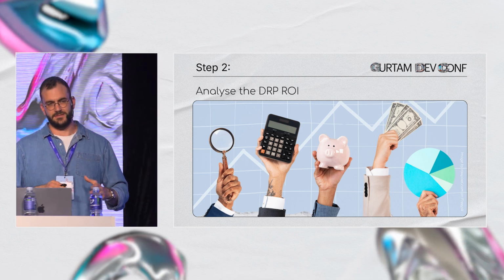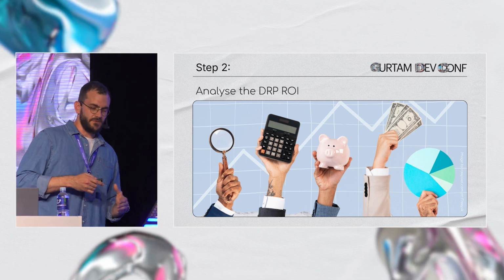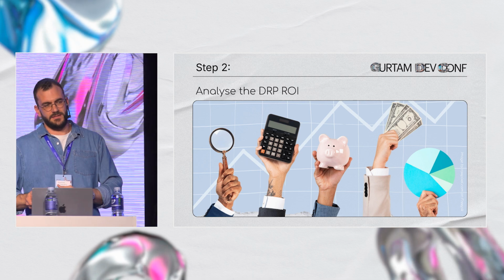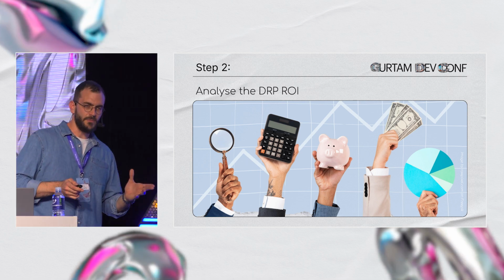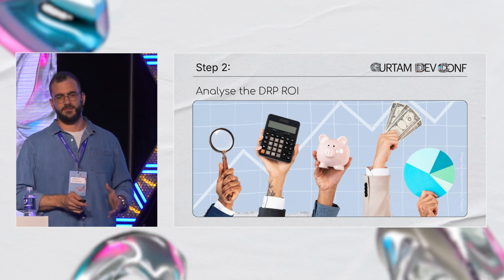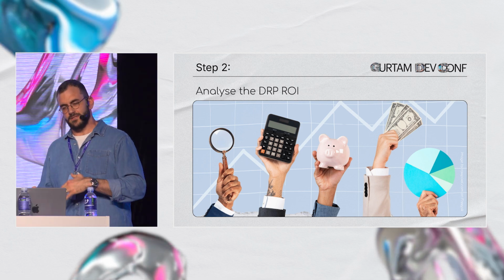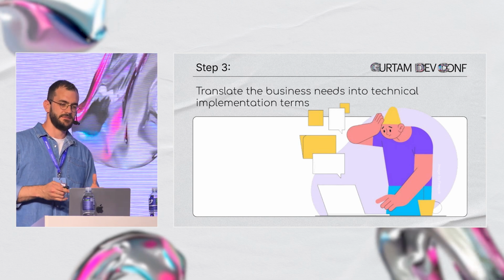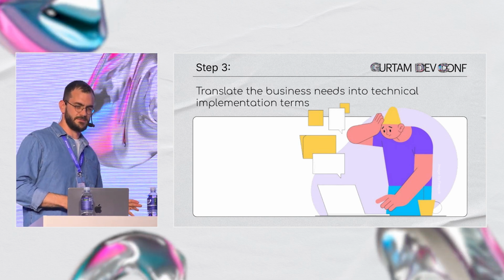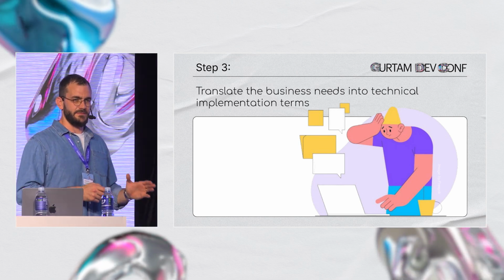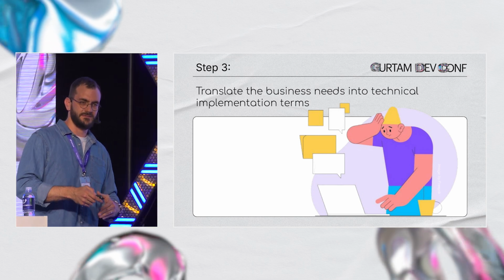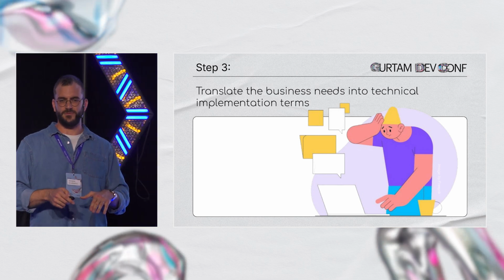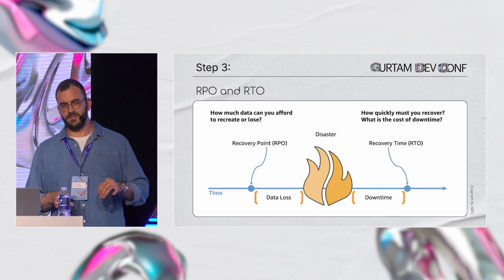Everyone needs to sit together and discuss to understand what the costs for the disaster recovery plan are going to be and how much money it will save the company. Only then, when you understand that, can you move on to the next step, where you need to translate all the business needs into technical implementation terms. And at that point, we are going to talk about a few really important terms.